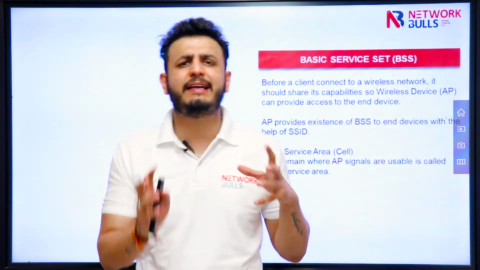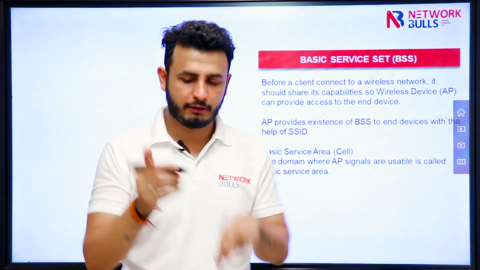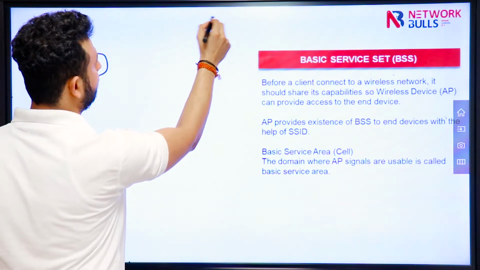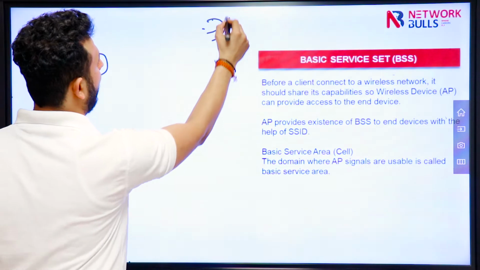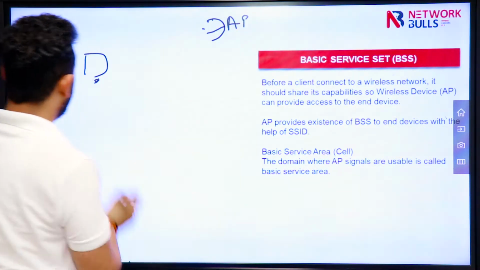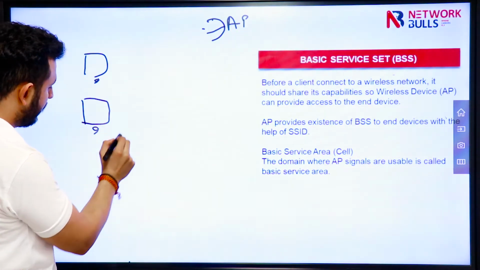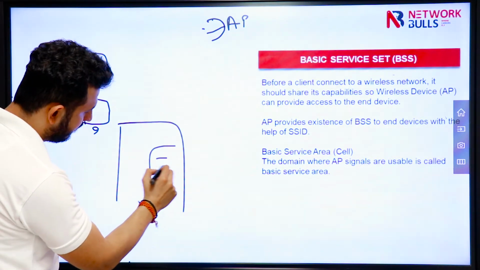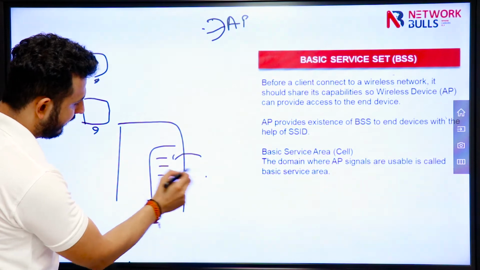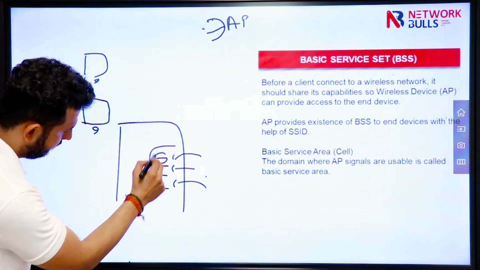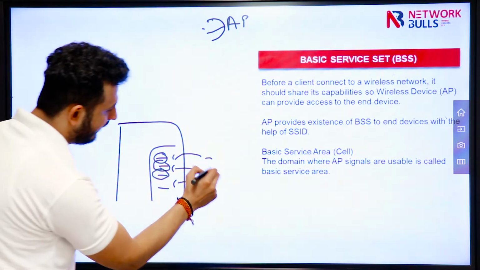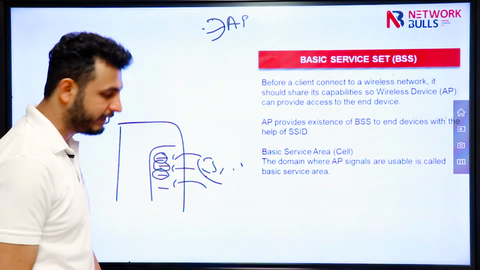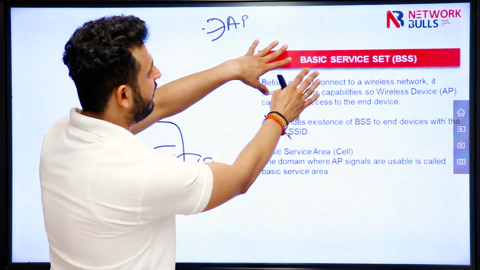Whenever a client is trying to connect to an AP, so for example, this is my client and this is my access point. Whenever you open the network connection tab on your laptop, you see multiple Wi-Fi options, connect to this Wi-Fi, connect to this Wi-Fi. These are actually SSIDs, we will discuss them. So first of all, let's discuss what is BSS.